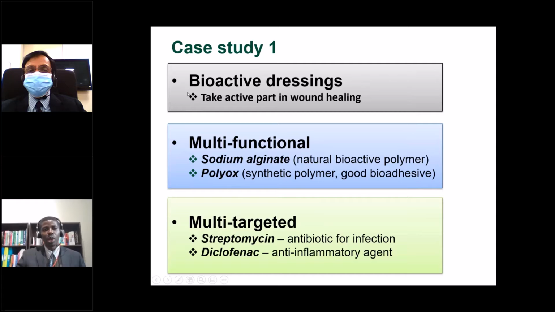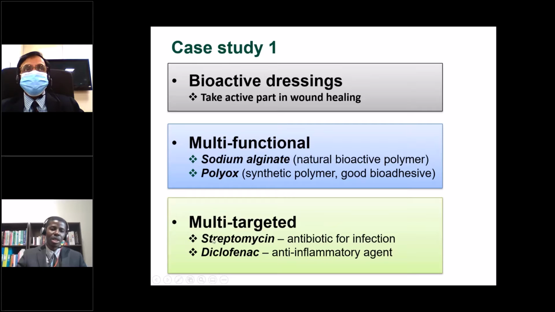So in the first two, we work on three principles, which means that the dressings have to be biologically active. So they have to take an active part in wound healing. We want them to be multifunctional, so we use composite systems. So in this first one, we're using sodium alginate. Now that's a dressing on the market called sodium alginate, but we modify it with another one called polyox, which is just polyethylene oxide. So we're combining a natural bioactive polymer with a synthetic polymer, which is a very good bioadhesive. And then we load them with drug to make it multi-targeted.